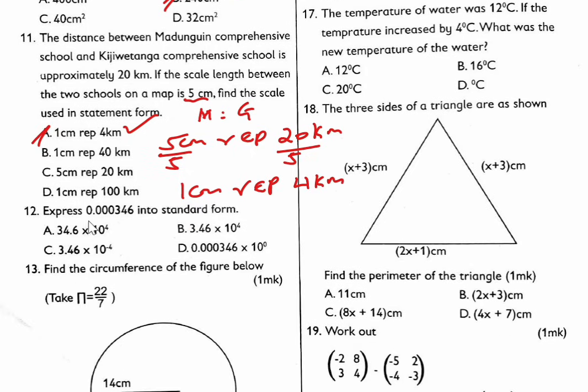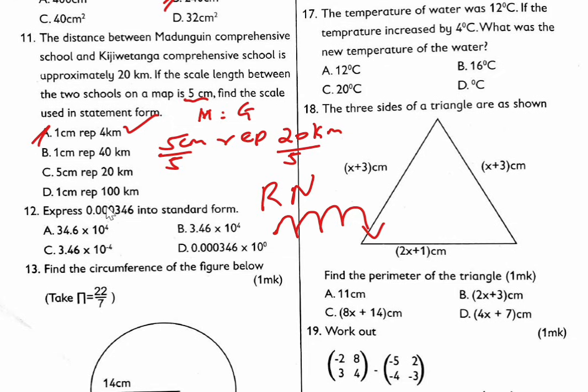Number 12, express the number into standard form. So we're going to express this number into standard form. I always teach my students this very simple mnemonic that if you move to the right, the sign is negative. So rice and nyama. Rice, R for right, the sign is negative. If you move the decimal point to the right, in this direction, you can see it is to the right hand side, then the sign is negative.